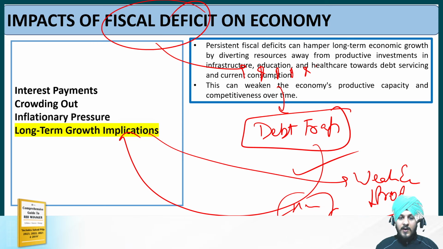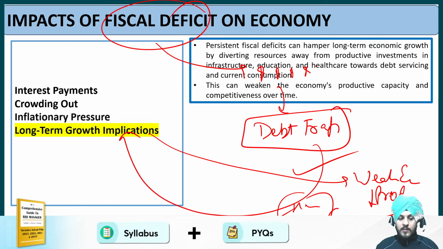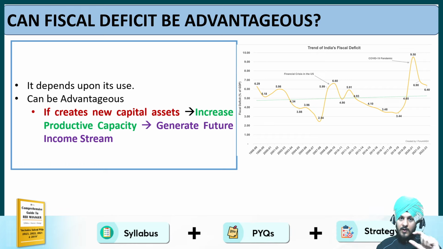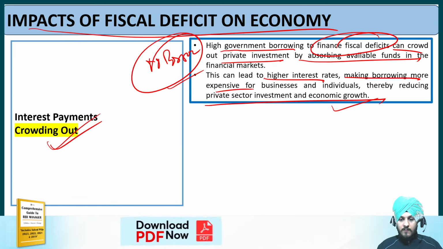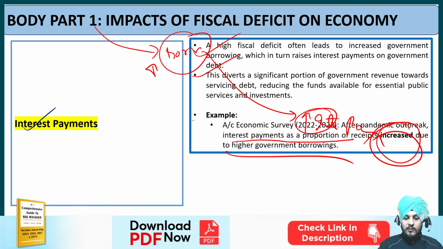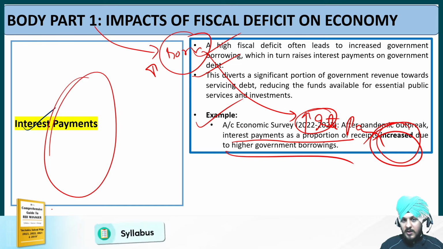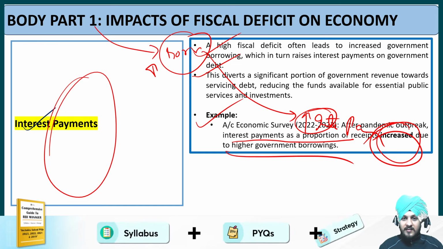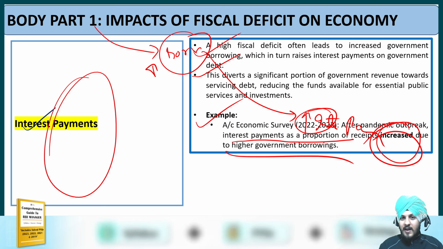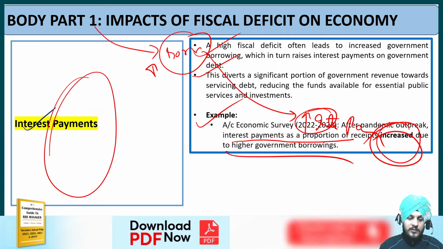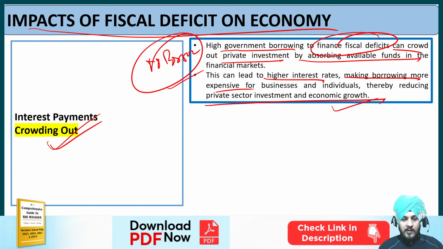So these were the impacts of the fiscal deficit on the economy, and we are done with the first body part of our answer. If we see this answer, wherever possible, I am trying to add examples or data in order to justify my points. You can also search on the internet and read textbooks in order to make these points better by adding some data or relevant examples in your answers in the comment box.